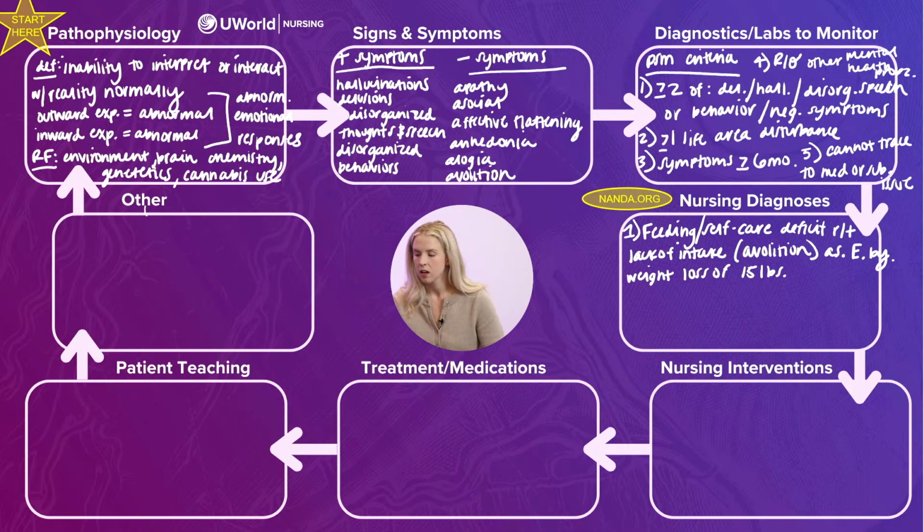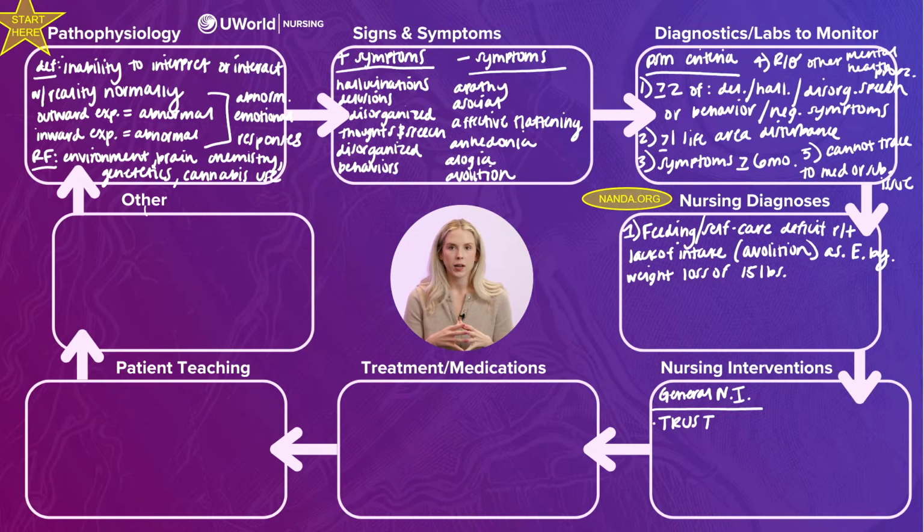So in this case, our general nursing interventions are going to just be overarching. General nursing interventions are going to include things like fostering trust. Trust, I'm going to put it in all caps, is so important here. We build trust through frequent and short interactions. We also avoid touching the client to set those boundaries. And it's really important to be neutral.